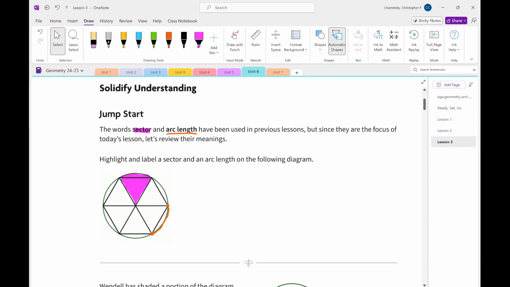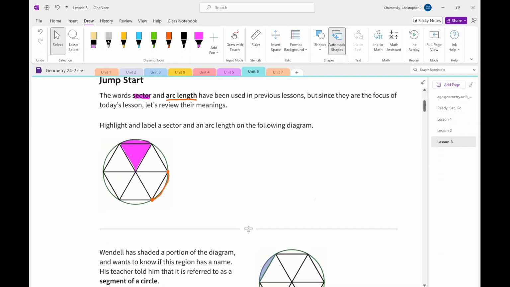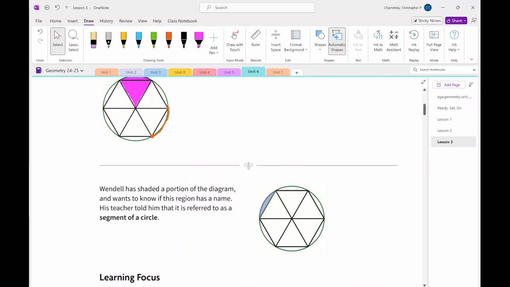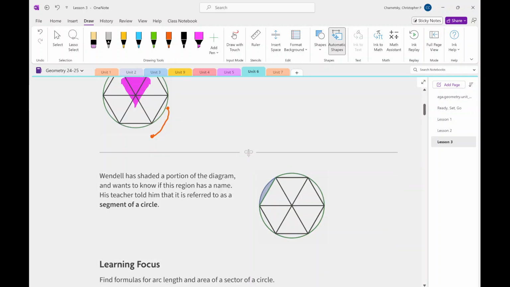All right. There's another term that we use sometimes in geometry, and that is a segment of a circle. And that is the shaded region. Basically, if you connected a chord and then shaded in between your chord and your arc, that would give you a segment of a circle.